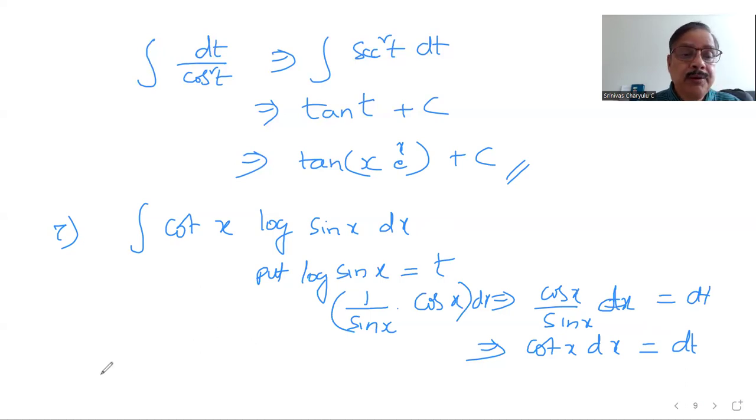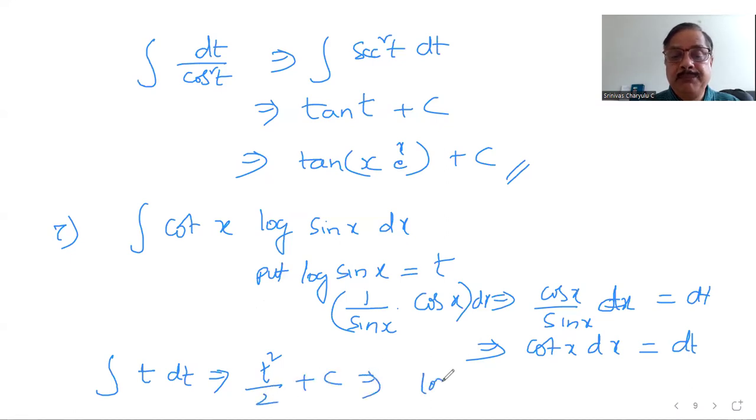So now integral t dt. So that will become t square by 2. Observe now clearly. t is nothing but log sin x. dt is nothing but cot x dx. That's what we got here. So now t square by 2. T square you replace with again log sin x, log sin x whole square, divided by 2.